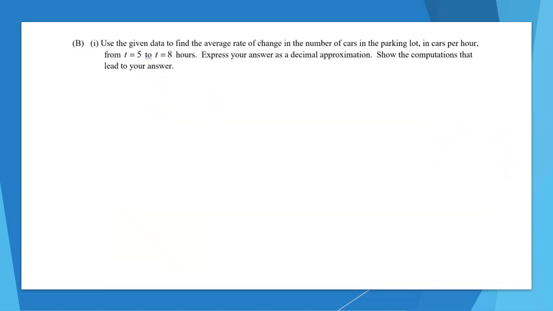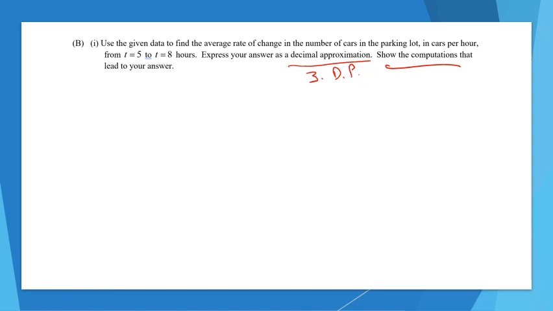All right, so part BI, use the given data to find the average rate of change in the number of cars in the parking lot in cars per hour from 5 to 8. Express your answer as a decimal approximation. So remember, this is meaning they're looking for 3 decimal places. Show your work that leads to your answer. So this part actually has nothing to do with the quadratic equation above. So get that quadratic equation in your brain and kind of forget about it for now, right? We'll go back to that later.